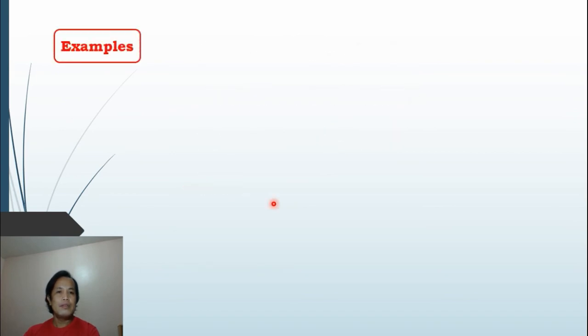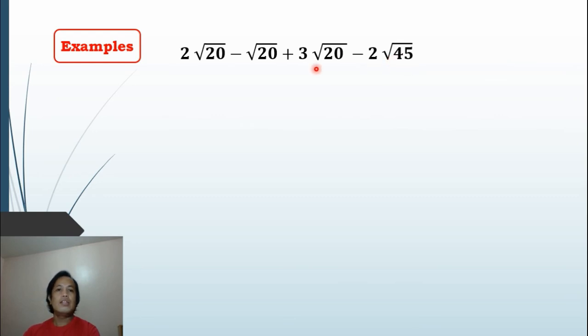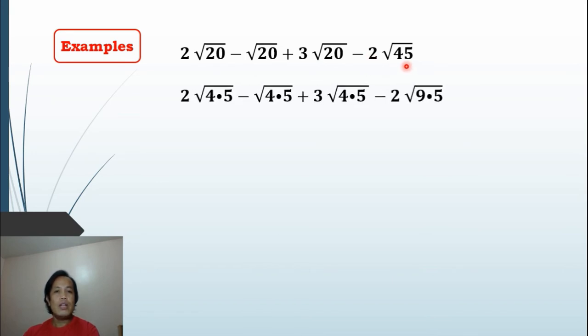Next example. How about if we are given 2 square root of 20 minus the square root of 20 plus 3 square root of 20 minus 2 square root of 45. As you can see, we have here 20, 20, and 20, and they are all square roots. So as you have observed, they are similar, unlike with the last radical, which is square root of 45. So what we need to do here is that since 20 is factorable, though we can perform directly the operations here, but since 20 is factorable, so we just simply factor out first 20 in such a way that one of the factors will be a perfect square.